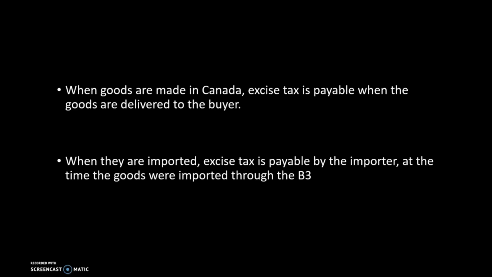Now, when goods are made in Canada, excise tax is payable when the goods are delivered to the buyer. So when an automobile manufacturer manufactures a car, and they have an air conditioner in it, they charge excise tax when it's sold to the consumer. And then they in turn give that excise tax to the government. When these goods are imported, the excise tax is payable by the importer at the time the goods are imported through the B3, and that's what we're going to do this week.